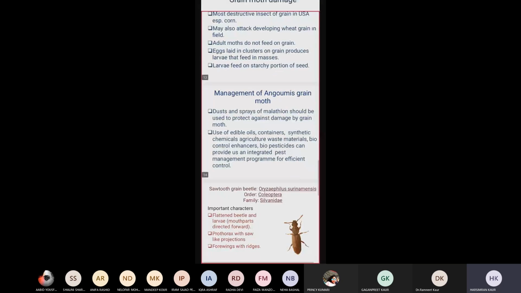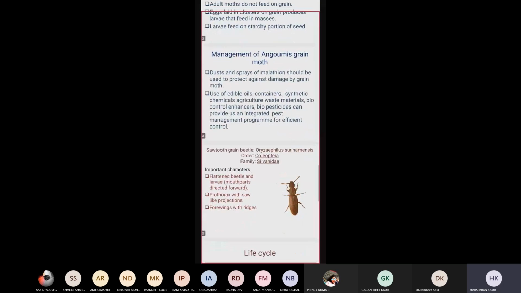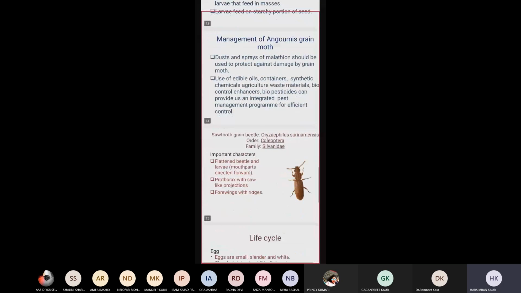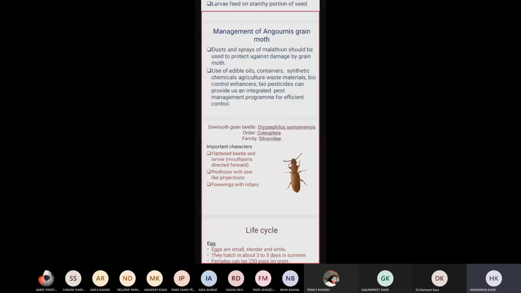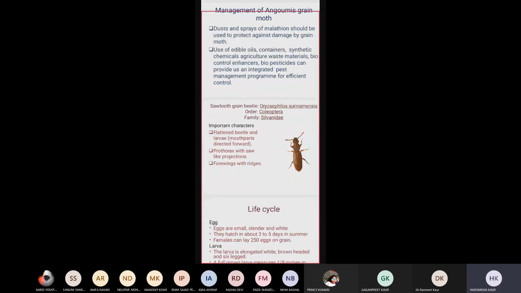Then moving further to sawtooth grain beetle. Its scientific name is Oryzaephilus surinamensis. It belongs to the order Coleoptera and family Silvanidae. Its important characters are: it is a flattened beetle and larval mouthparts are directed forward. It has a prothorax with saw-like projections and the forewing has ridges.